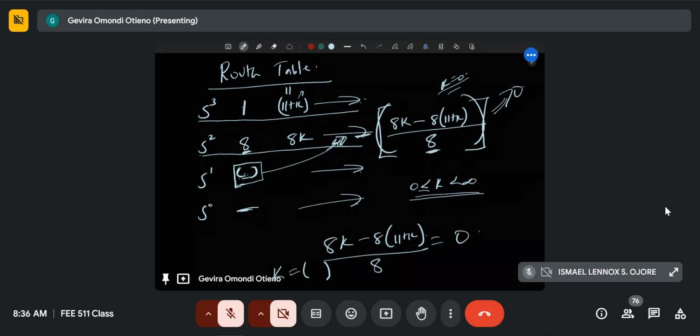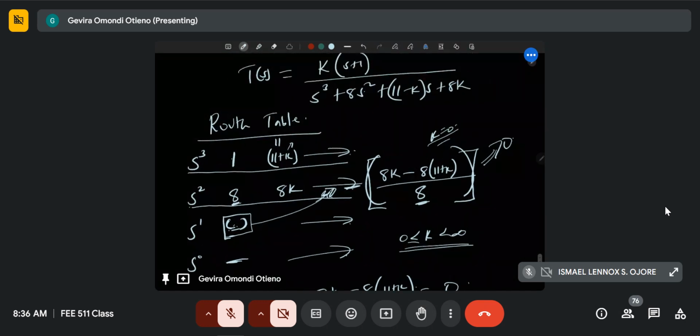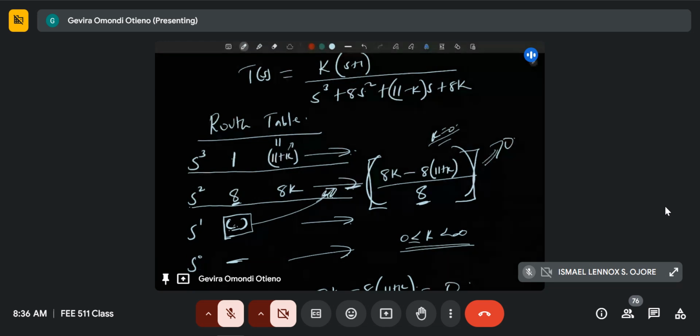Now, number 2, how then do we determine the J omega axis crossing? Because we've just determined the gain by taking the row that can go to 0, equating it to 0, and obtaining the value of k. But how can we determine the J omega axis crossing itself? Very simple. The rule says, in our case, the row that goes to 0 is s to power 1.